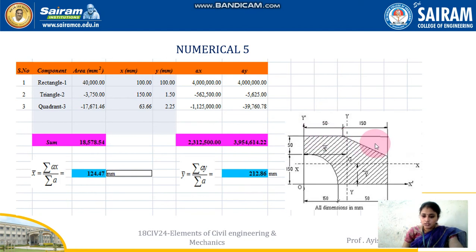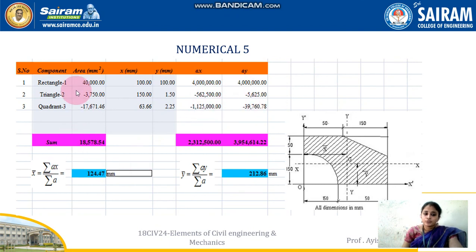Whereas y2 distance: again this is the greater intensity part and this is the lesser intensity part. So 2/3 of 50 plus 150. If you do that, you will get the y2 distance. Do the Ax and Ay for it. And the next one is a quarter circle. It is at the origin point, so you need not worry. The area is pi r square by 4, with r as 150 mm substituted. And x3 is 4r by 3 pi, y3 is 4r by 3 pi. There is no remaining distance for this quarter circle, so just multiply and you will get Ax and Ay.